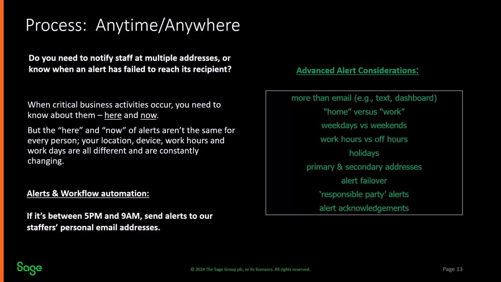But more importantly, I don't want all these alerts coming to me all the time, right? So I need these ones between 9 and 5. These ones, my AR aging account and my cash on hand, are important to me at any time of the day. So you can send those to my personal email.